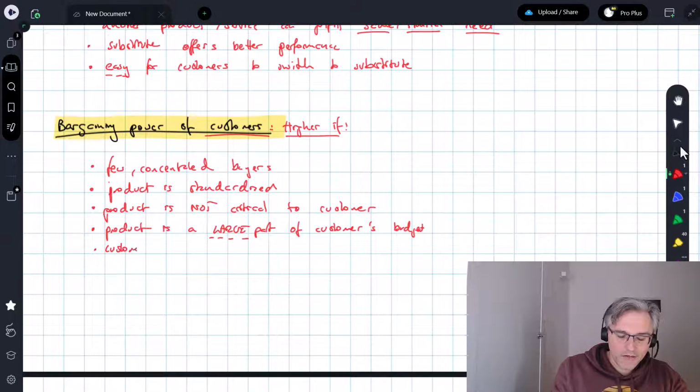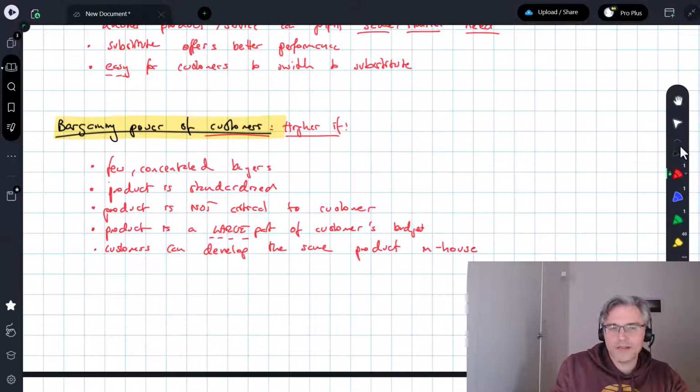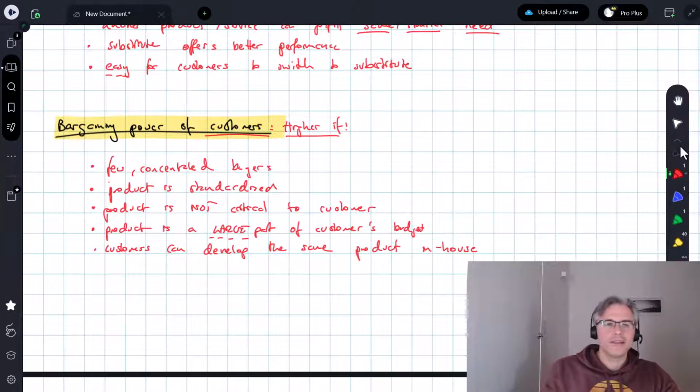Your position is better as the supplier, and their bargaining power will be higher if customers can develop the same product in-house. Your curriculum gives a really nice example. Video streaming platforms like Netflix, for example, for many years were, at least initially, reliant on film studios who would provide them with content.